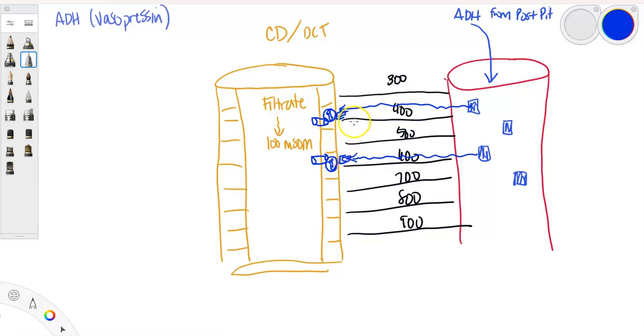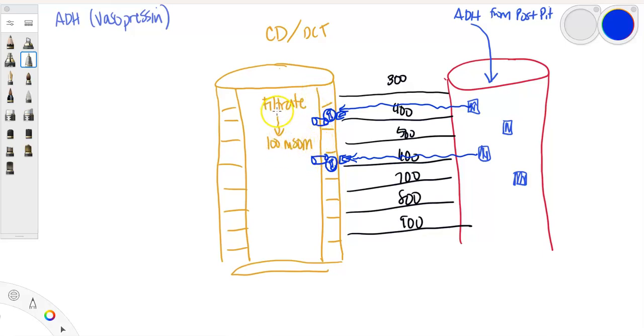So what that does, basically, is ADH on the collecting duct and DCT causes those tubules to become permeable to water. Without it, the collecting duct and the DCT are not permeable to water, only when ADH is there, because it plants these aquaporins there.